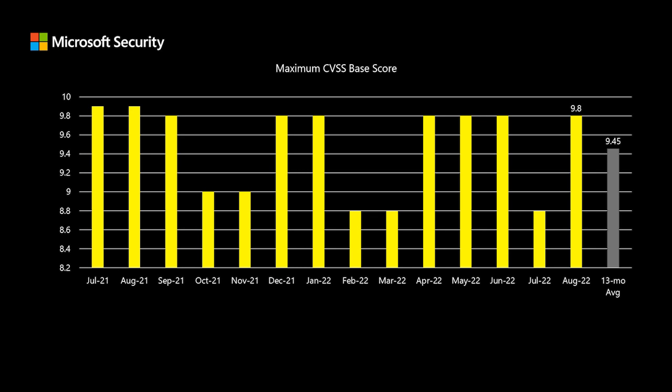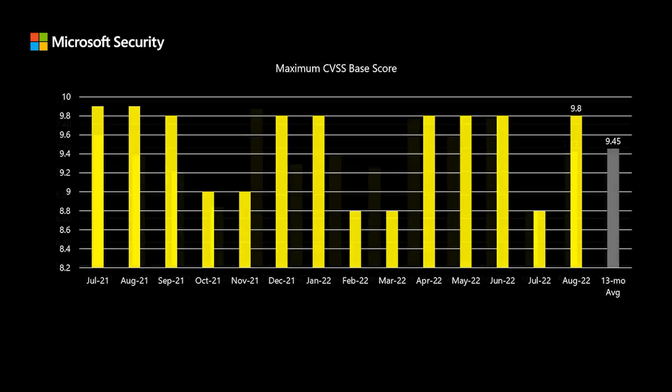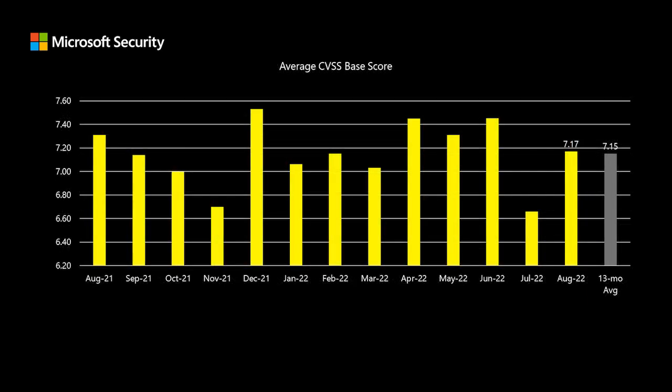Microsoft uses an industry standard scoring system. It's called the Common Vulnerability Scoring System, or CVSS. It's a scale between 1 and 10. This month, the highest rated CVSS score is 9.8 on that scale of 10. And we've been averaging around 9.45 over the past 13 months for that high point. The average score across all 124 vulnerabilities this month is 7.17, which is right in line with what we've been averaging over the past year or so.